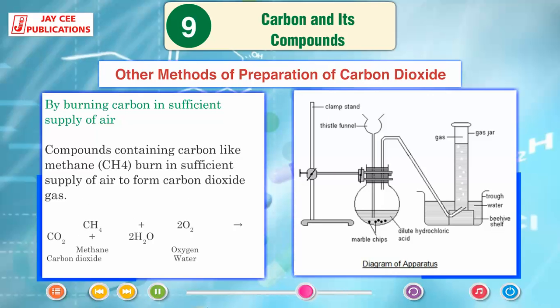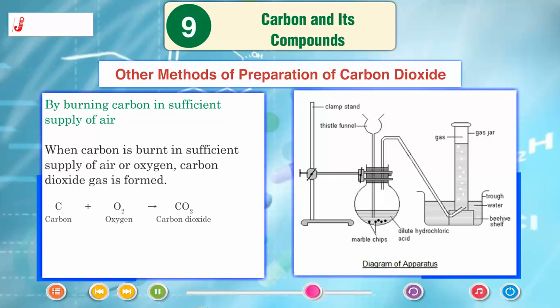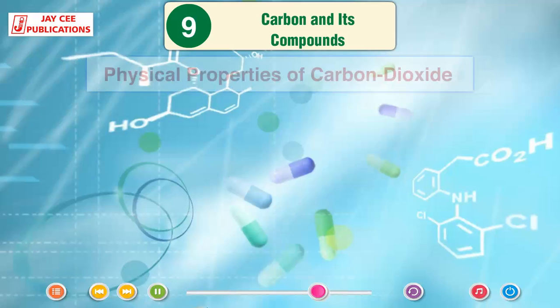By burning carbon compounds in sufficient supply of air. Compounds containing carbon like methane, CH4, burn in sufficient supply of air to form carbon dioxide gas. CH4 + 2O2 → CO2 + 2H2O. By burning carbon in sufficient supply of air: when carbon is burnt in sufficient supply of air or oxygen, carbon dioxide gas is formed. C + O2 → CO2.